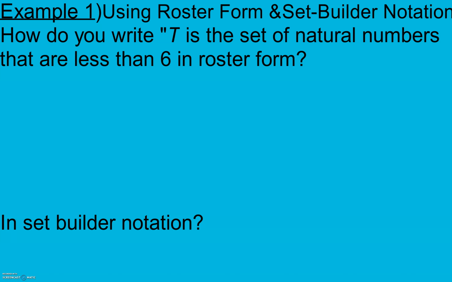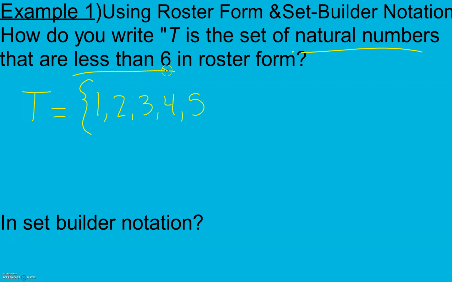In example 1, we're going to write T, the set of natural numbers that are less than 6, in roster form. Capital letters are how we label sets, so capital T means set T is. We use curly brackets to show it's a set. We want natural numbers less than 6. Natural numbers start at 1. They're the numbers that we naturally start counting with when we're little kids: 1, 2, 3, 4, and 5. I stop there because I want less than 6, so those are my only options. And in roster form, we just list out all of our options.